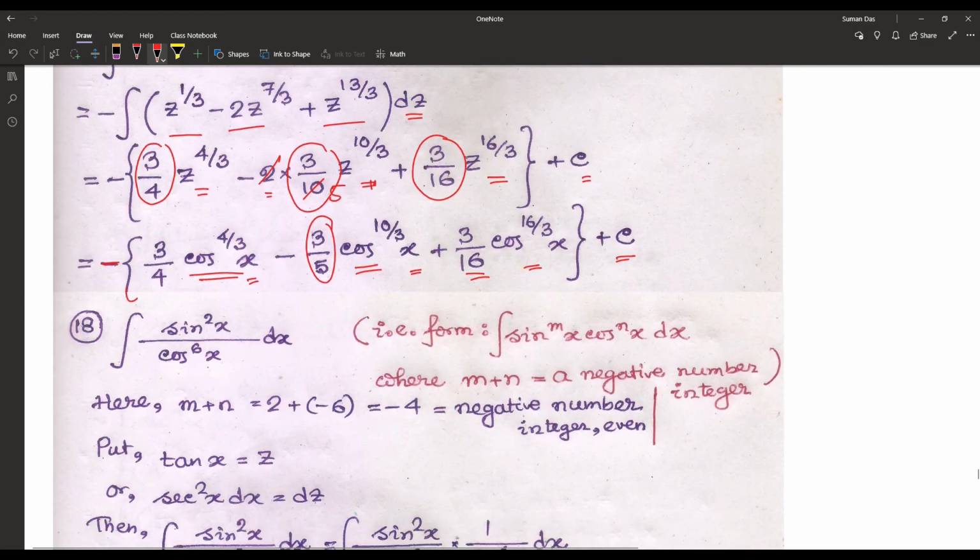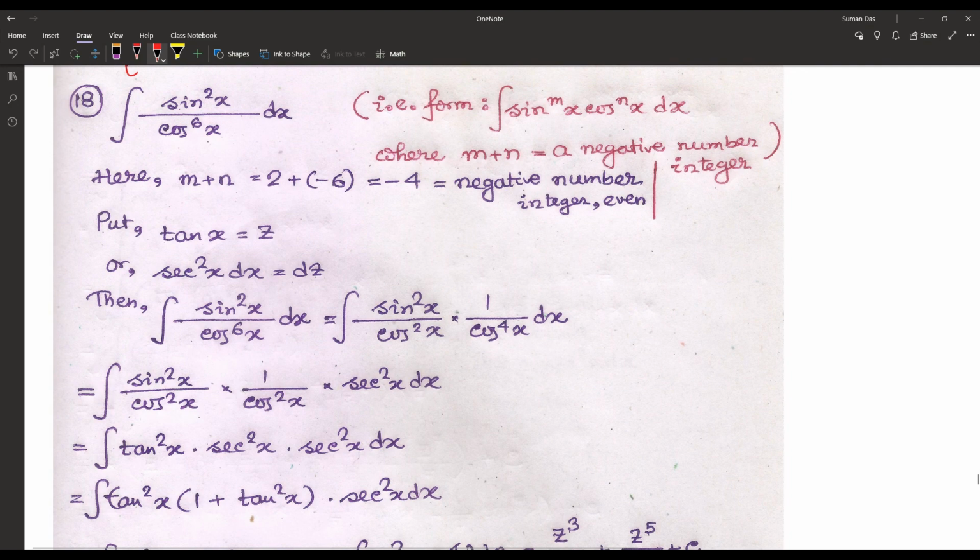So we proceed to the next form. Here sin to the power mx into cos to the power nx. Now one condition is there, that m plus n must be a negative number, or particularly we may say a negative integer. So what to do now? Once again sin to the power mx into cos to the power nx, but m plus n must be a negative integer. Let's check with the problem.